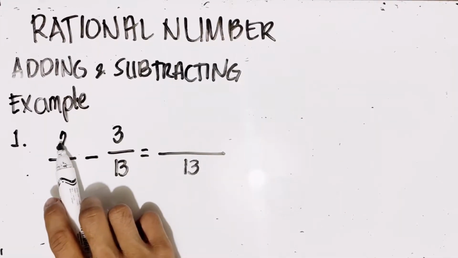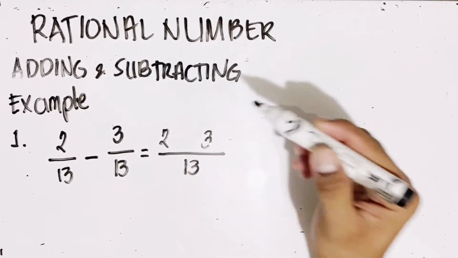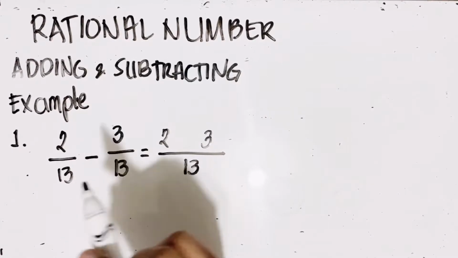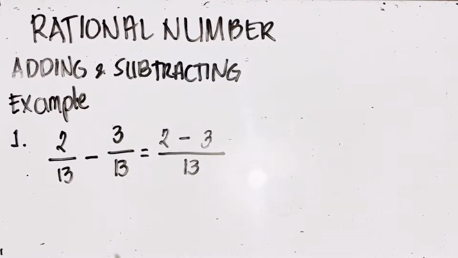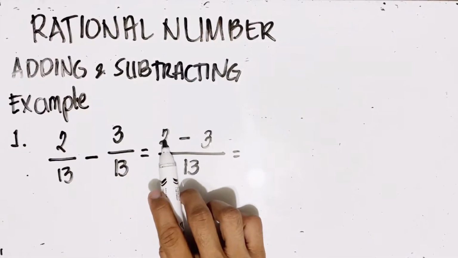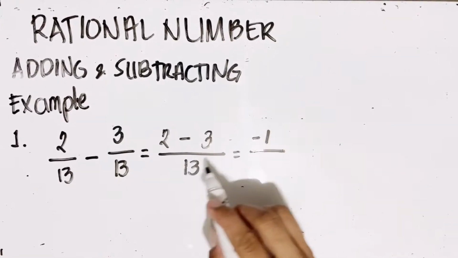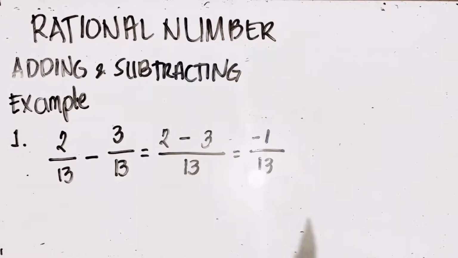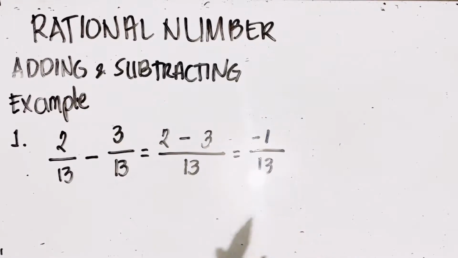Next, copy the numerators. That's 2 and 3, and write the operation, which is subtraction. So, 2 minus 3 for the numerator. Next, 2 minus 3, that's negative 1 over, copy the denominator, 13. So here, we got the correct answer, negative 1 over 13.